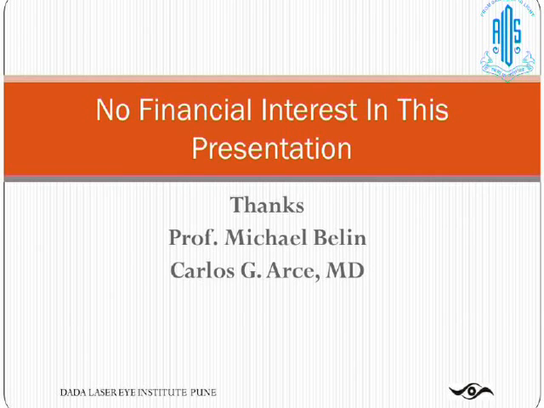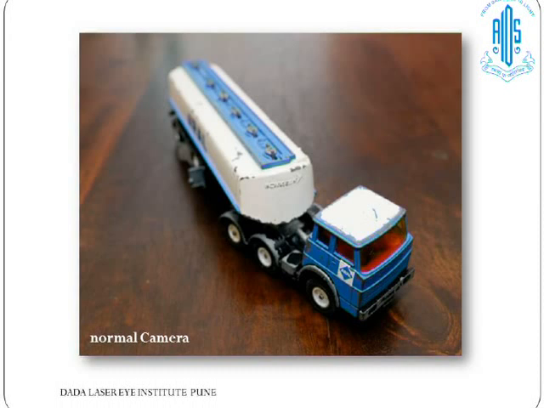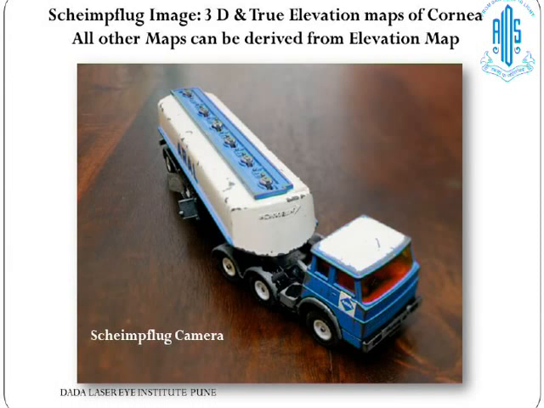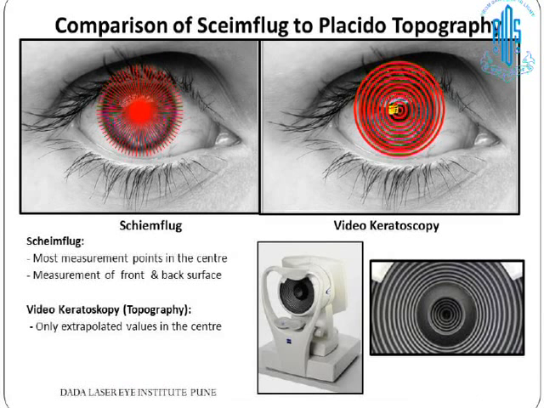Now, what do you see in a normal camera? You see like this, so you don't get this picture very clear. While in a Scheimpflug image, you get a 3D picture so that you get a true elevation, and once you have a true elevation, you can derive any maps from that numerically.